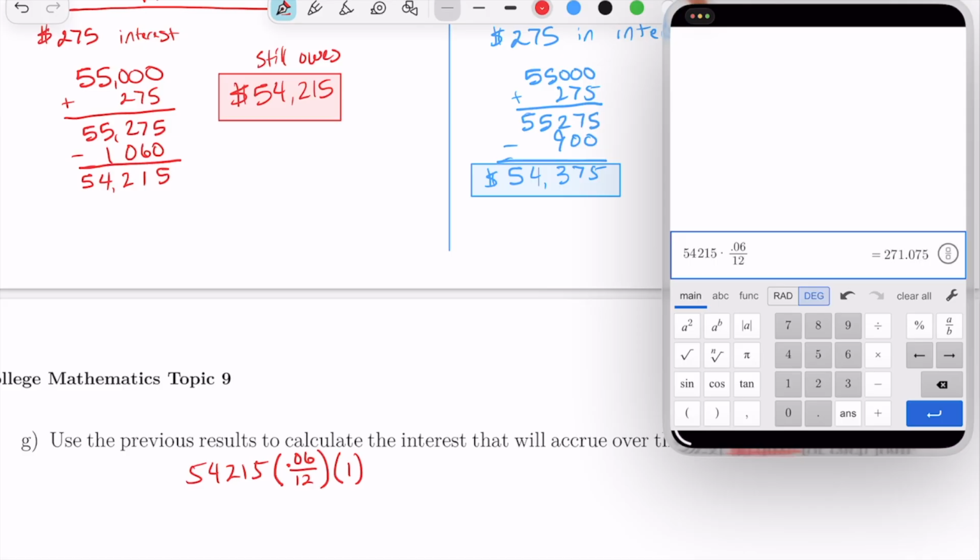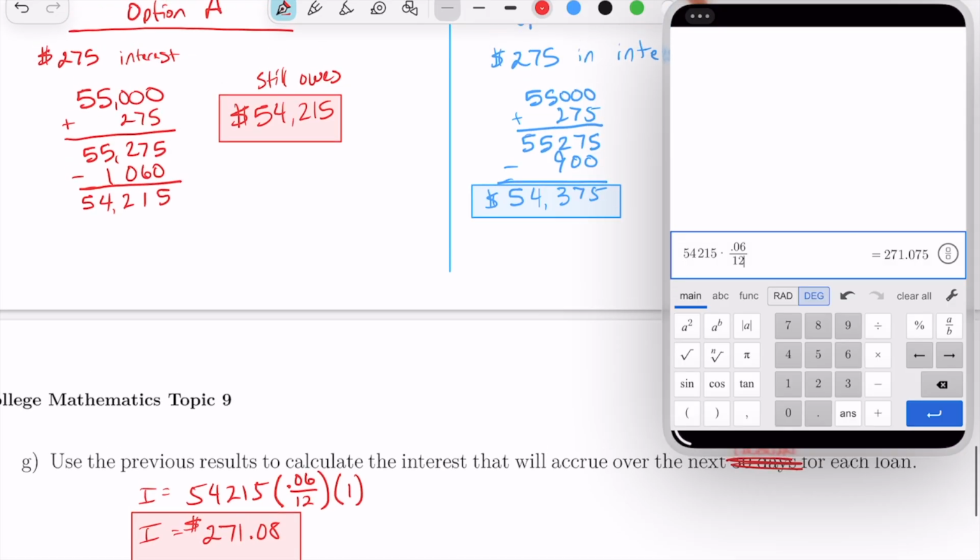This time she has $271.08. So notice that the amount of interest has gone down. Remember, originally she paid $275 in interest. Now this month she's paying $271 in interest. The reason is because her principal's gone down.